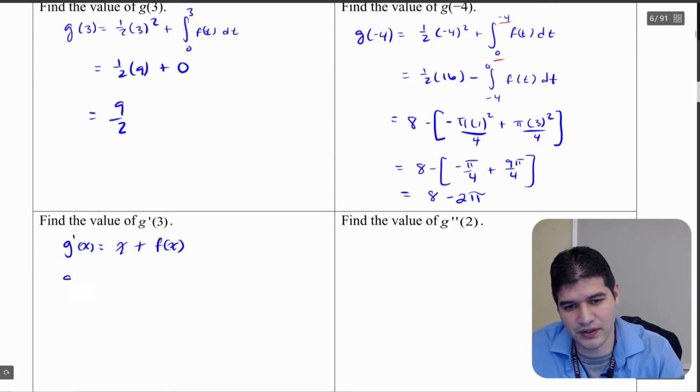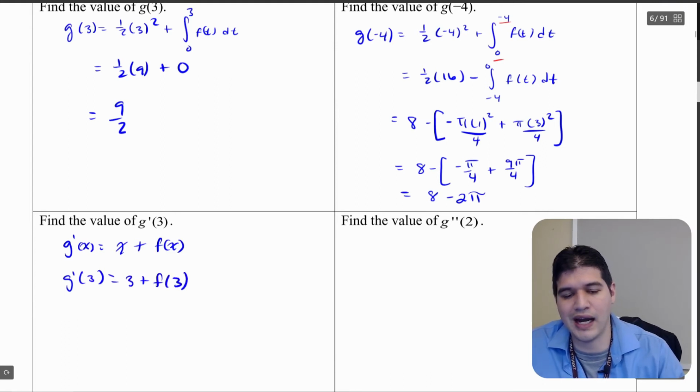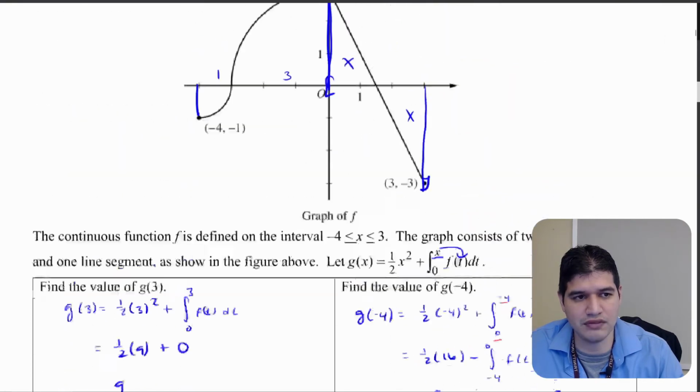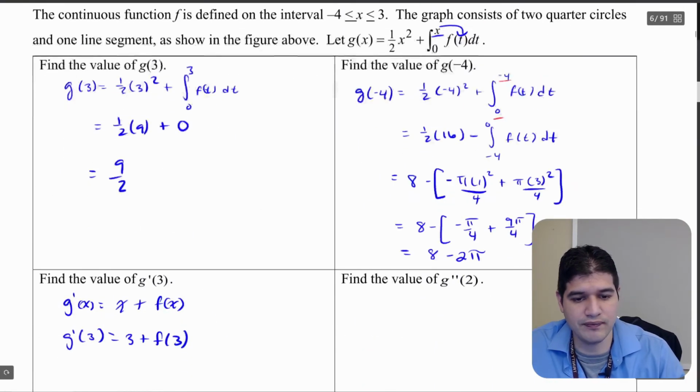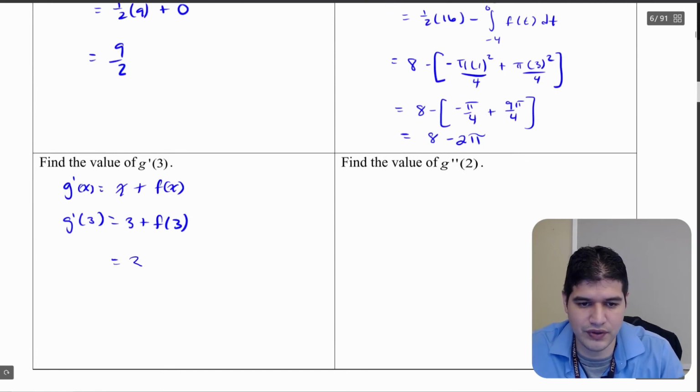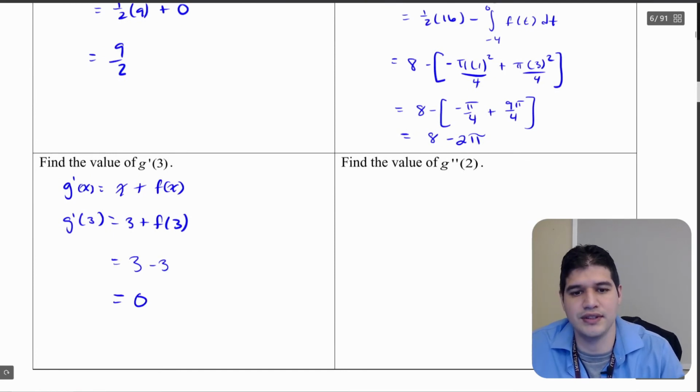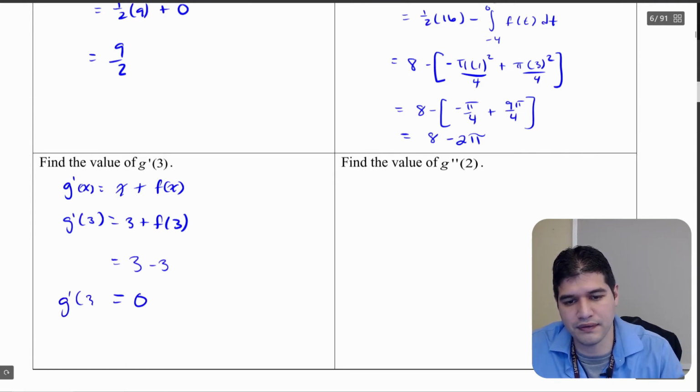Okay, so what is g prime of 3? Well, that's going to be 3 plus f of 3. So let's go grab f of 3 from the graph. f of 3 up here is going to be -3. So I get this equal to 3 plus -3, or 3 minus 3, which is 0. So g prime of 3 equals 0.